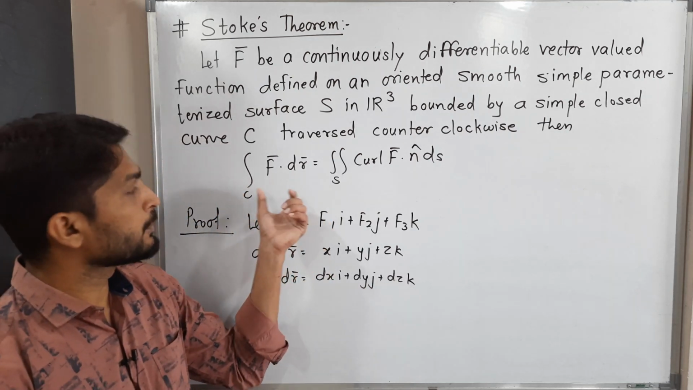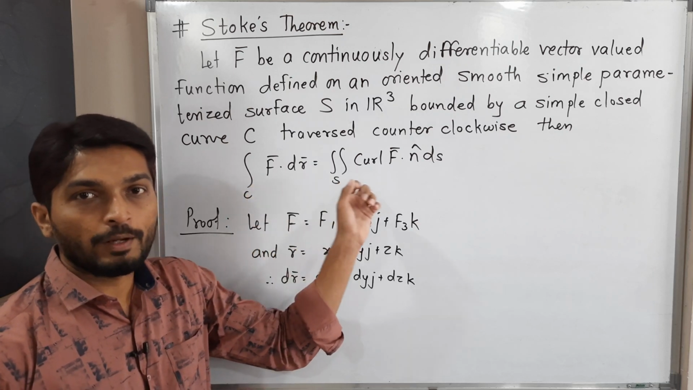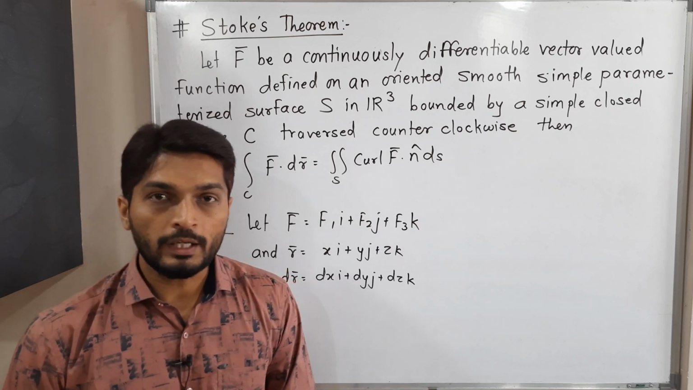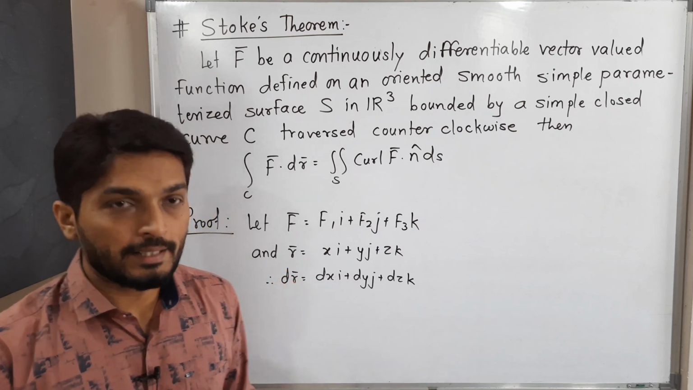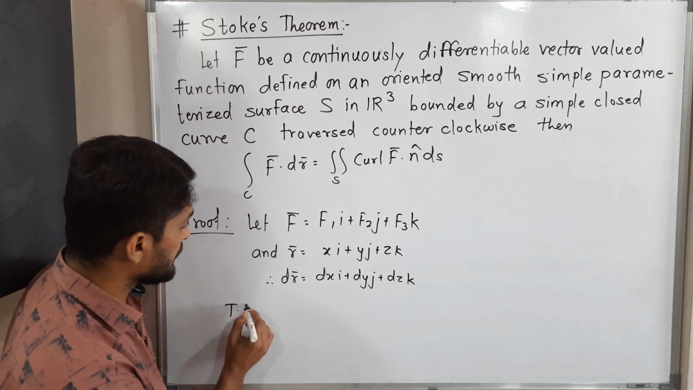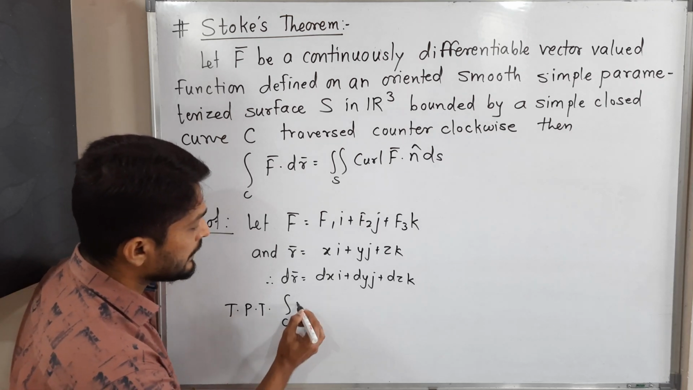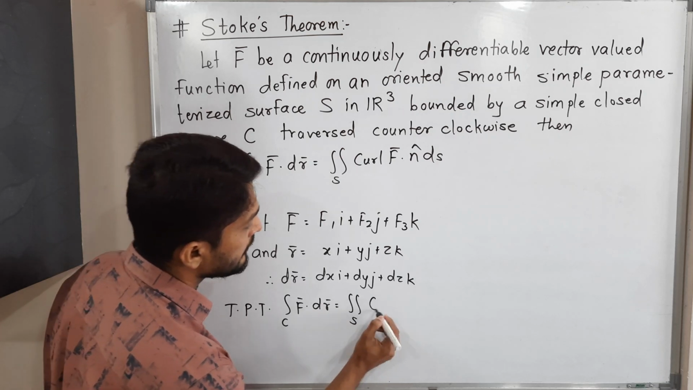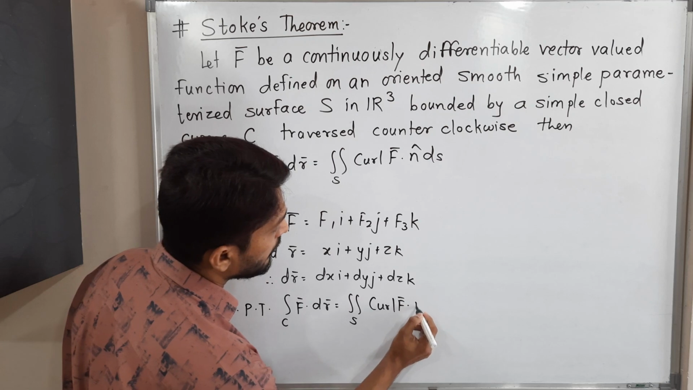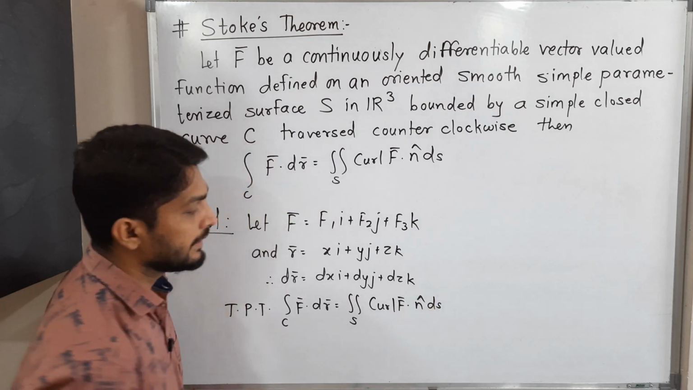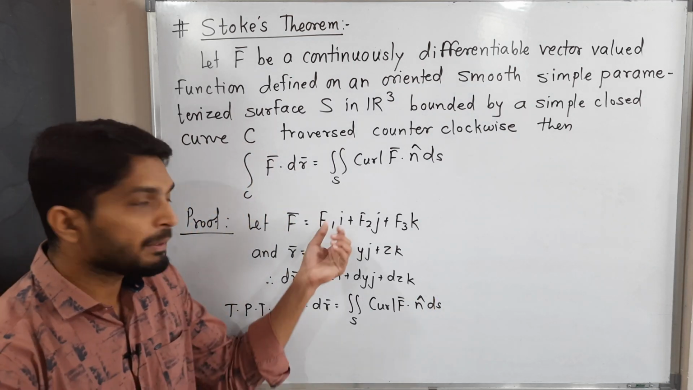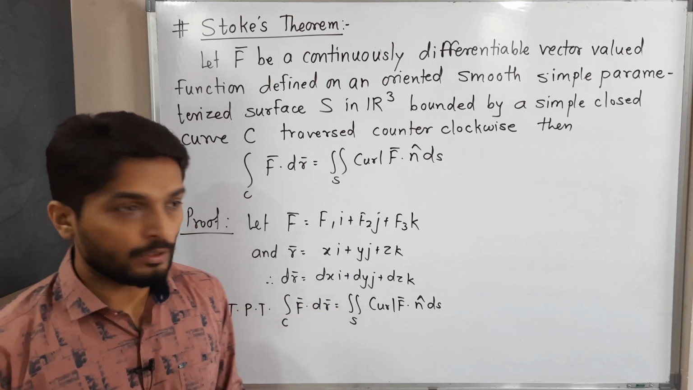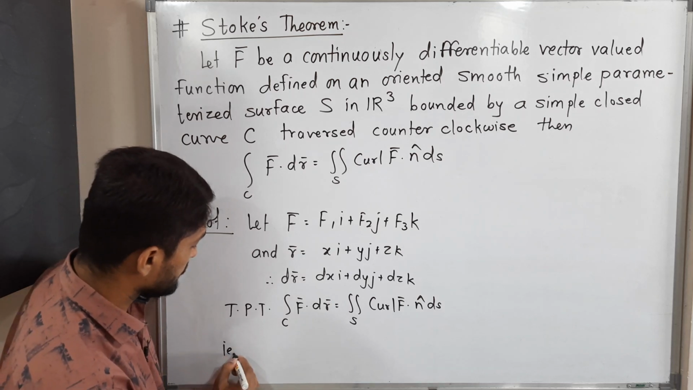So what we have to prove? We have to prove that the value of this line integral is equal to the value of this surface integral. So we have to simply prove that these two integrals are equal. Let me write here what we have to prove exactly. To prove that, TPT, integration over C f bar dot dr bar is equal to double integration over S curl of f bar dot n cap ds. Let me put the values here. We will simplify it and we will find what we have to prove exactly.